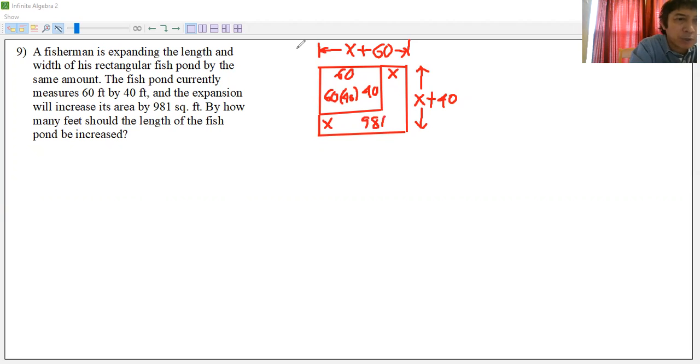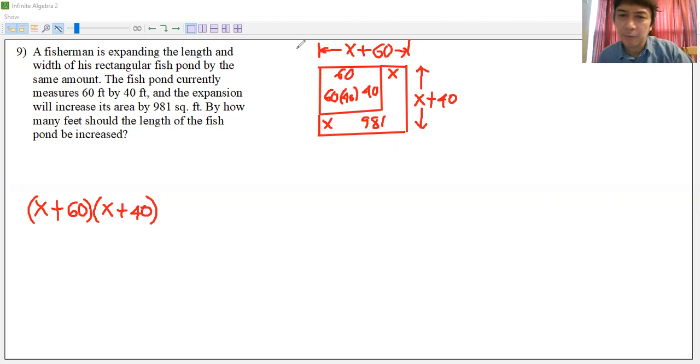It will now be x plus 60, the desired length, okay? The desired length is x plus 60 to be multiplied by the desired width, that's x plus 40. This will be the new dimensions, all right? And this must be equal to the old area, that's 60 times 40, added to the additional area. There. This is our working equation.